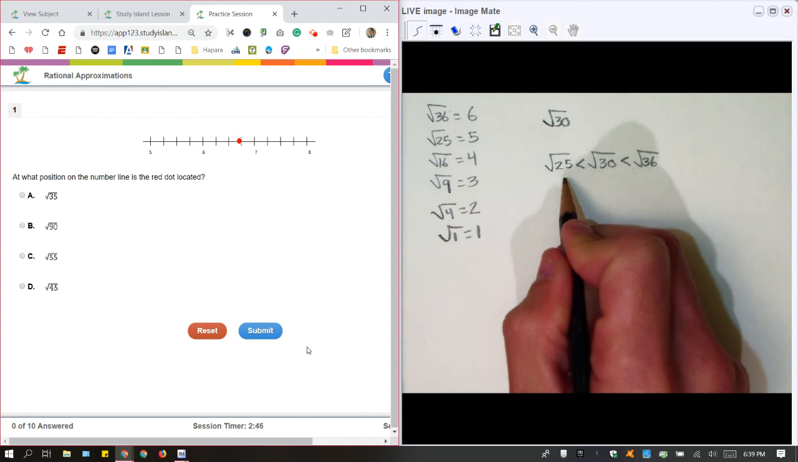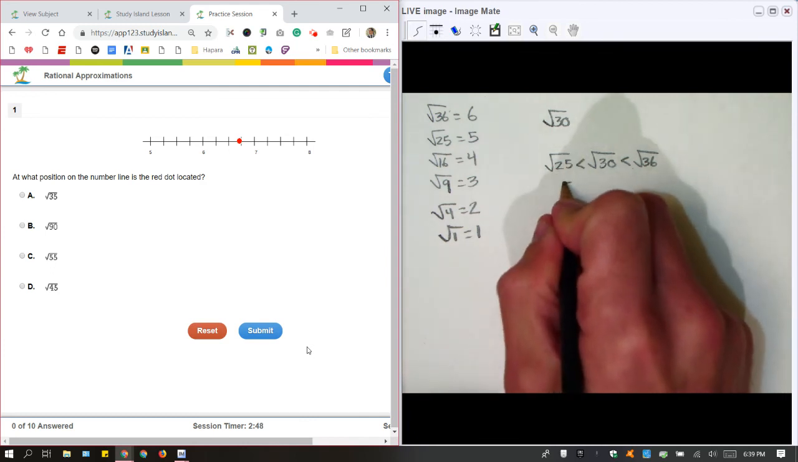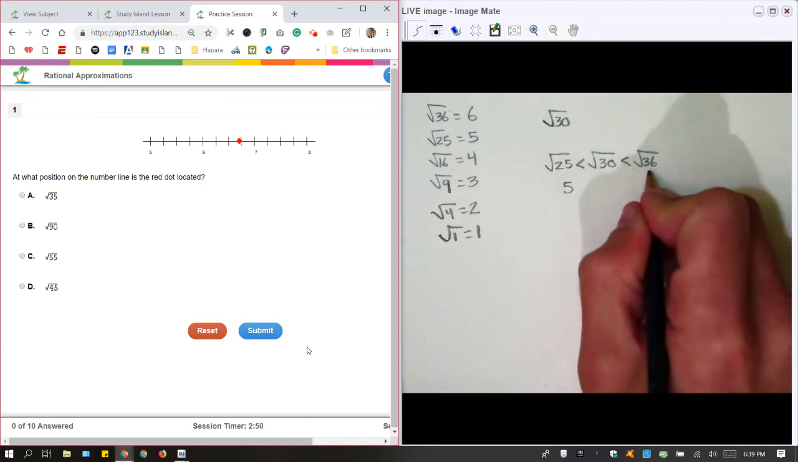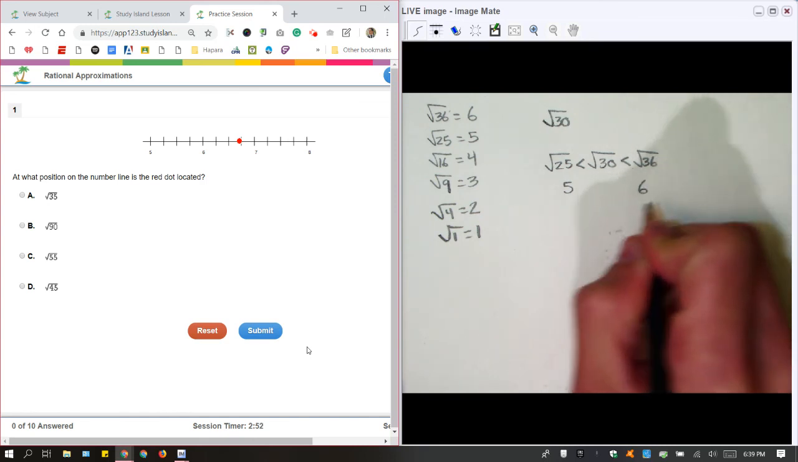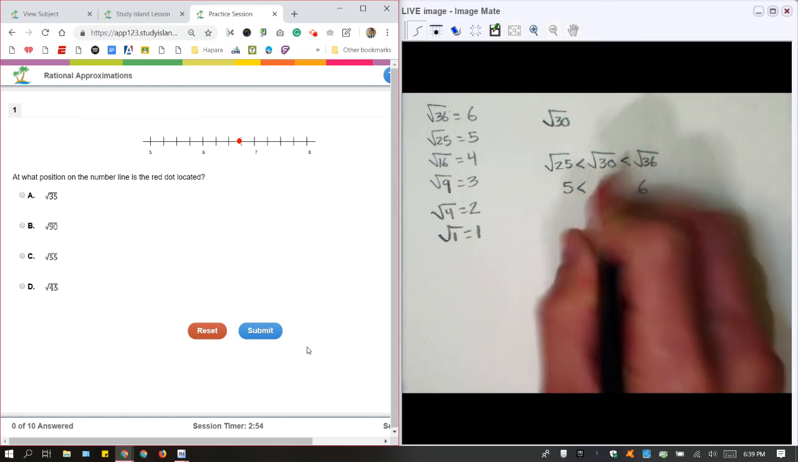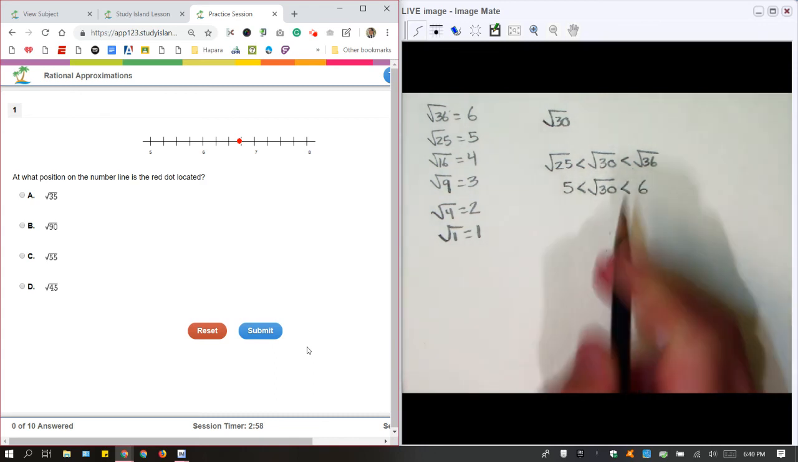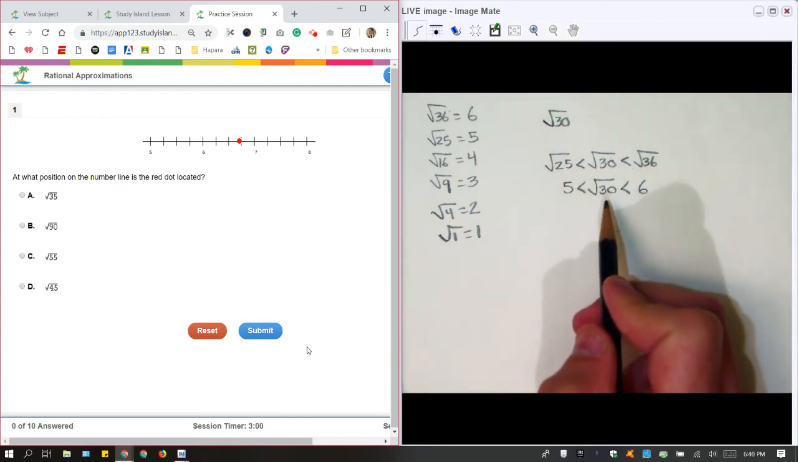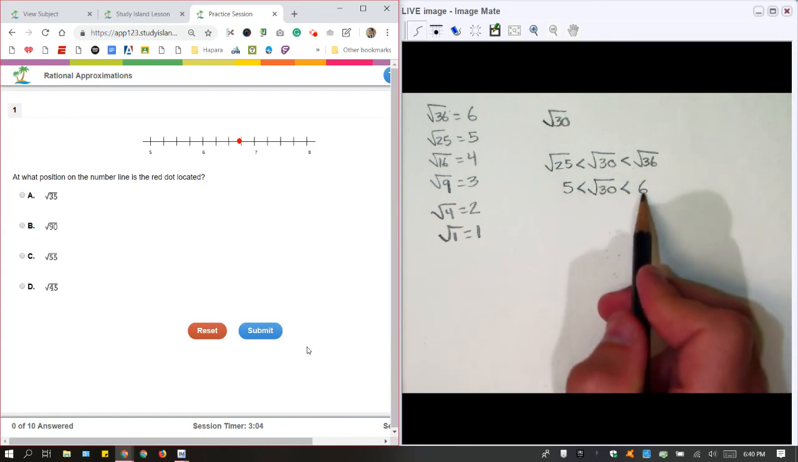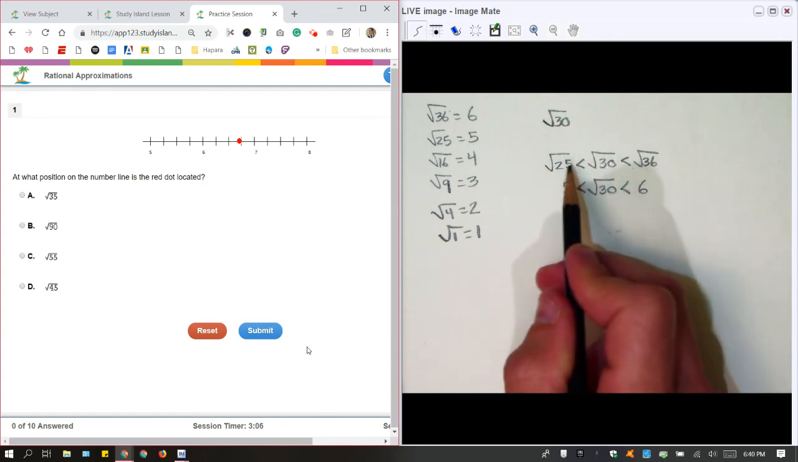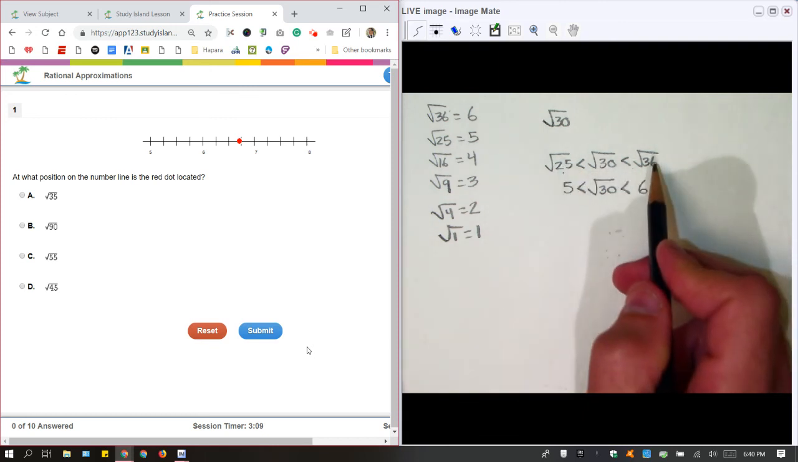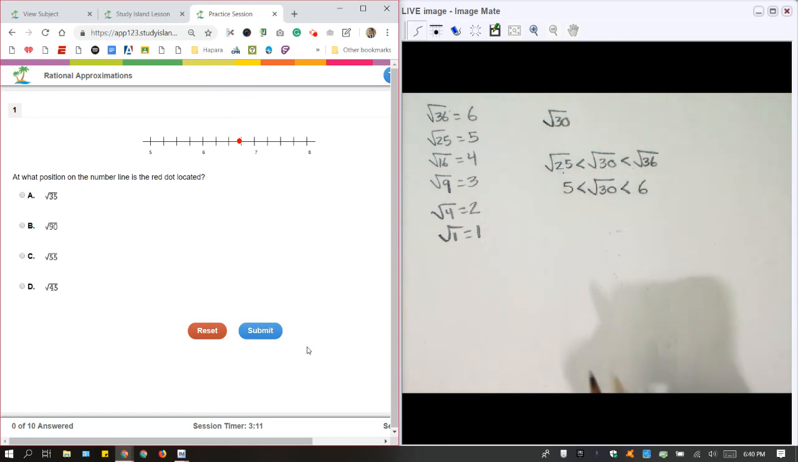I know the square root of 25 is 5, and I know the square root of 36 is 6. So if I ask you what's the square root of 30, you may not be able to give me an exact answer, but you should be able to approximate. You should be able to tell me that it's somewhere between 5 and 6, because 30 is in between 25 and 36. So that's a big part of this whole lesson.